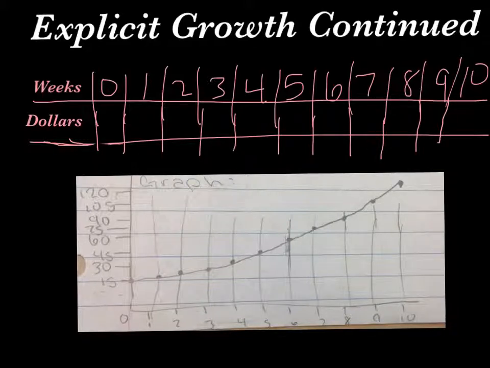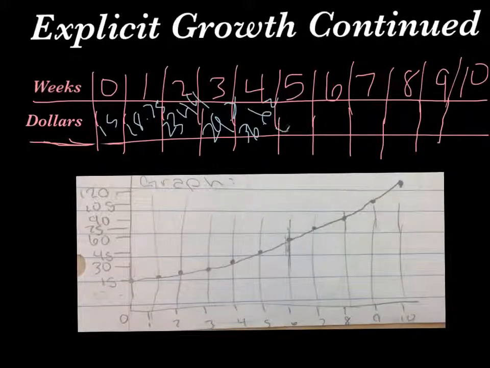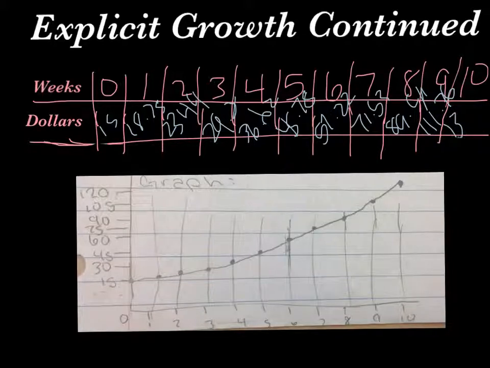It starts with 15, because that's how much money they start with, and then 18.75, 23.44, 29.3, 36.62, 45.78, 57.22, 71.53, 89.41, 111.76, and then finally 139.7.